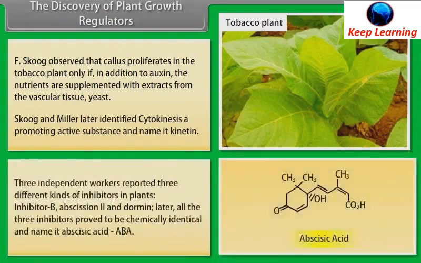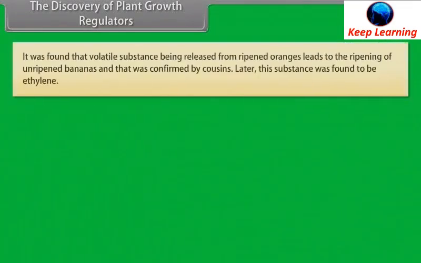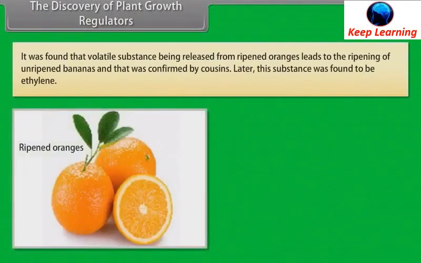Three independent workers reported three different kinds of inhibitors in plants: inhibitor B, abscission II, and dormin. Later, all three inhibitors proved to be chemically identical and were named abscisic acid, ABA. It was found that a volatile substance released from ripened oranges leads to the ripening of unripened bananas, and that was confirmed by Cousins. Later, this substance was found to be ethylene.